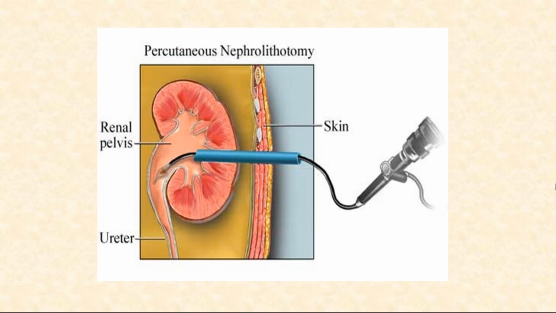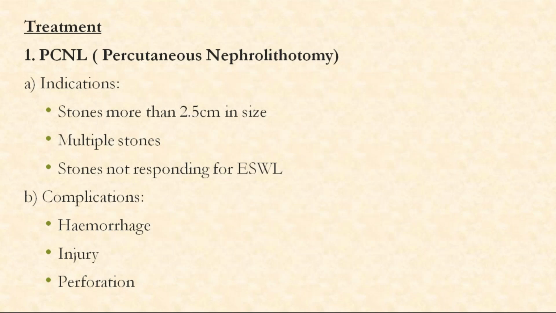You see, this is the instrument entering through the skin into the kidney, into the renal cortex, medulla, and renal pelvis. The stone is here, and they are going to remove it. It's called percutaneous nephrolithotomy. The indications are stone size more than 2.5 centimeters, multiple stones, and no response to ESWL. But certain complications can occur: hemorrhage, injury, and perforation.